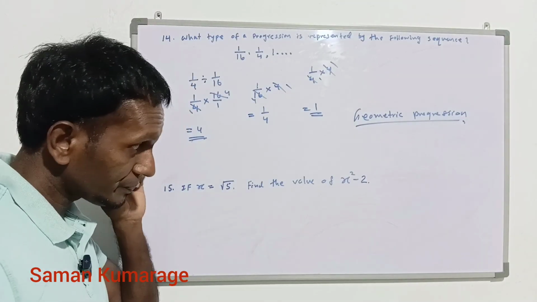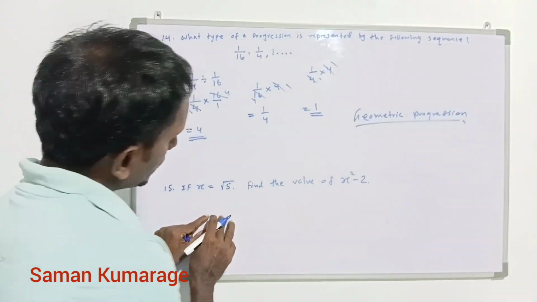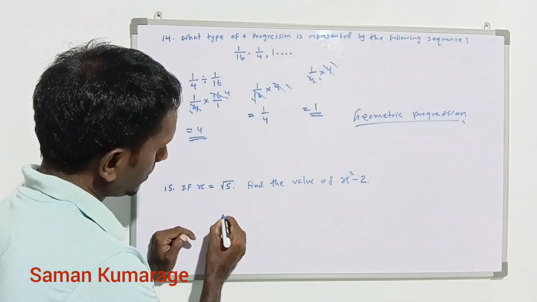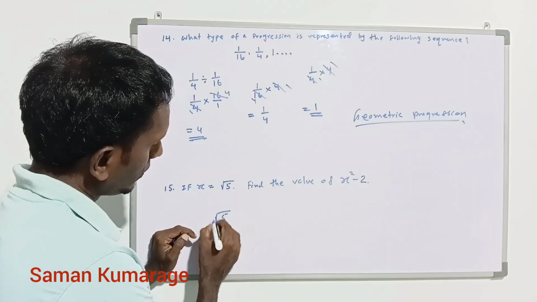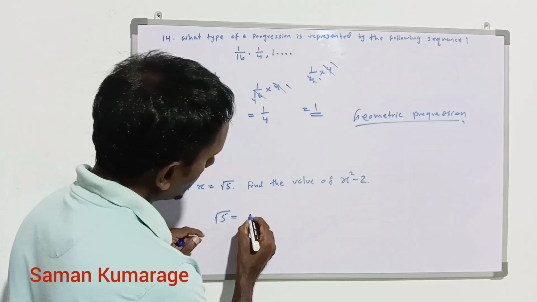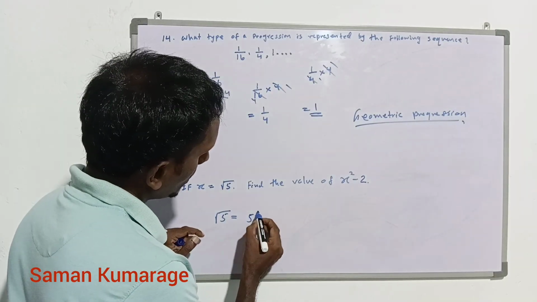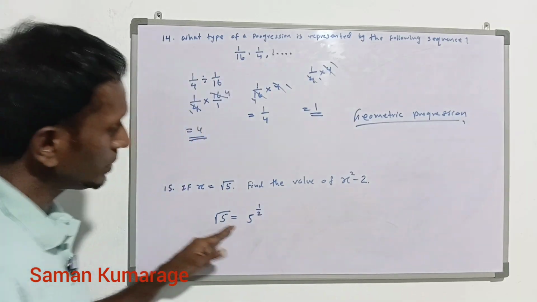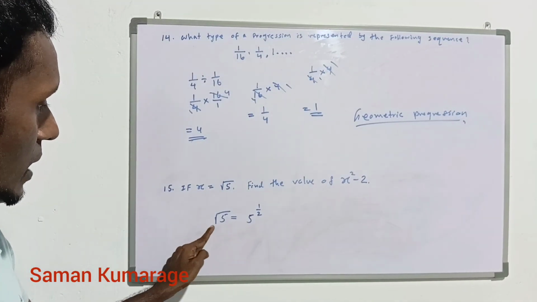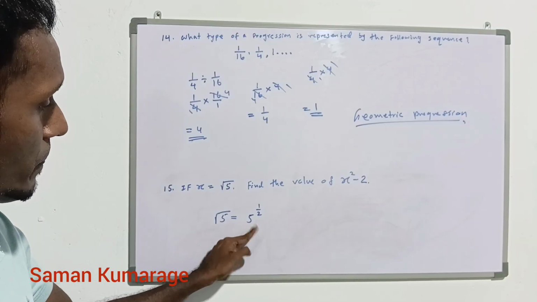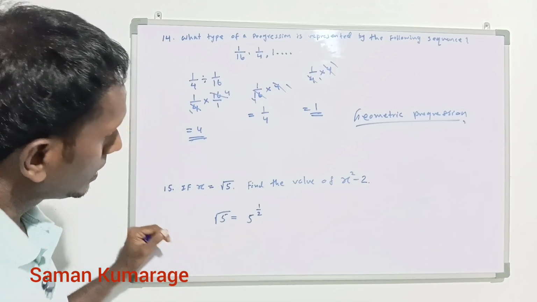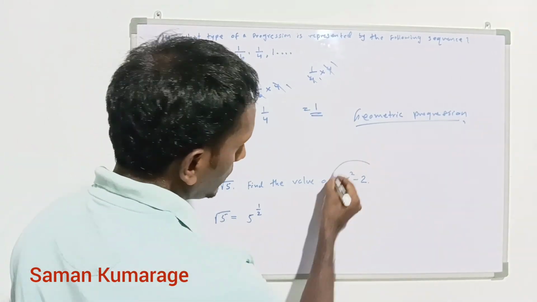Okay, we know that if we take the square root of 5, it is the same as raising this 5 to the power half. So both these are the same. The square root of 5 is equal to 5 raised to the power half. So they are asking about this.